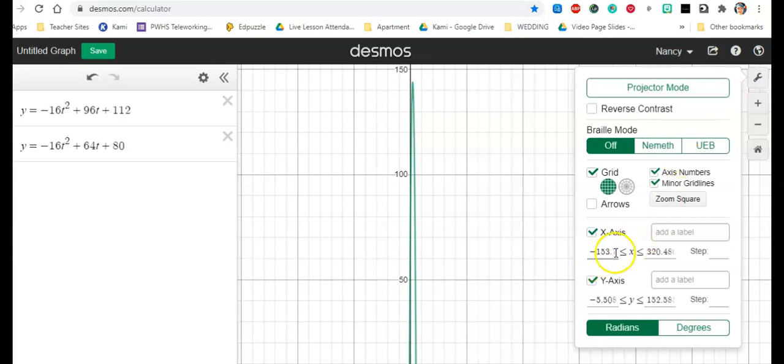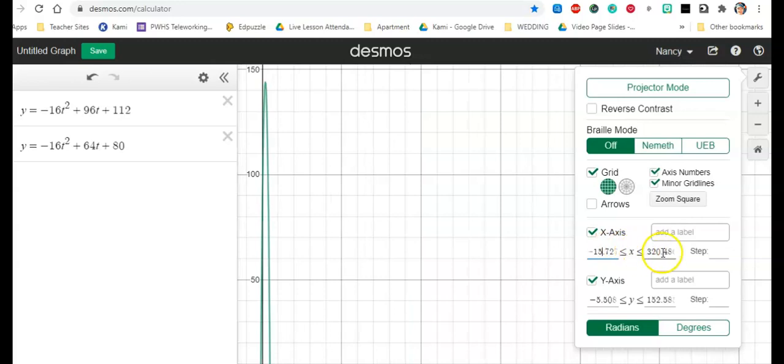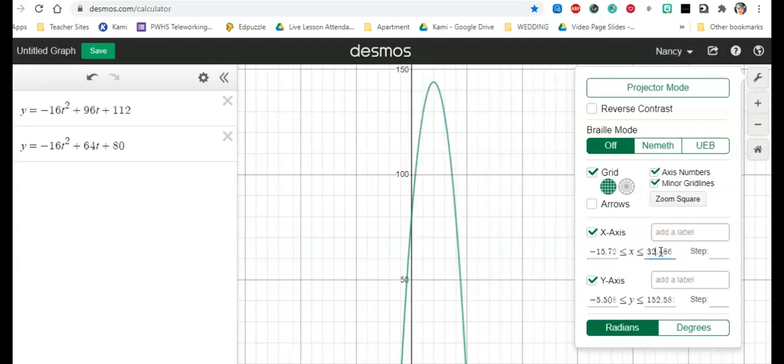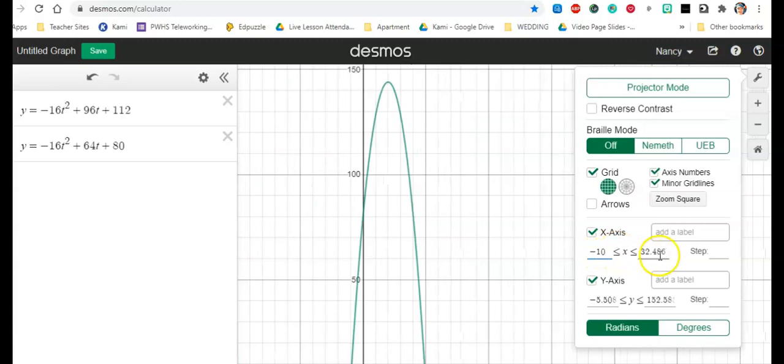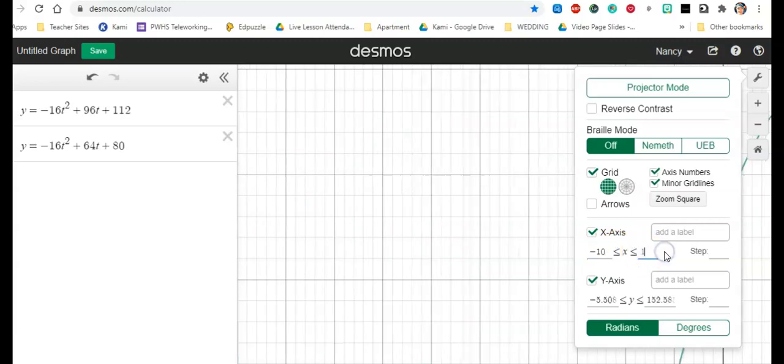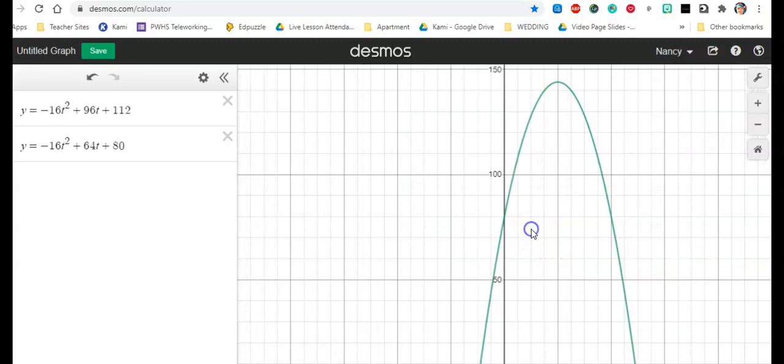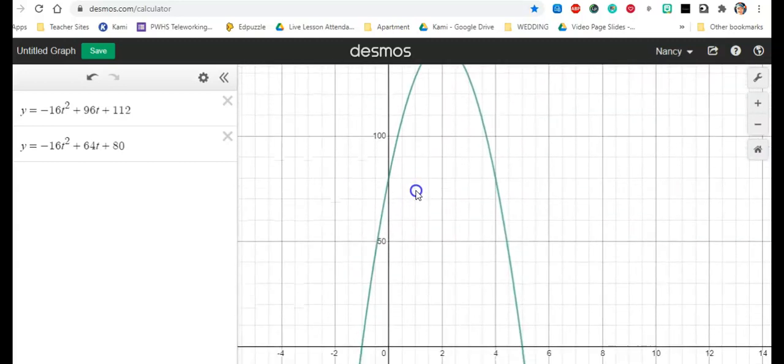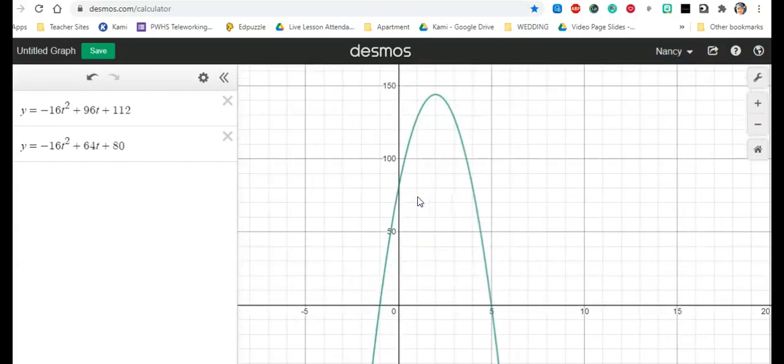Go to your x-axis. Change it, just click right here and change these two numbers to something smaller. Like you can even change this one to negative 10, and then positive 10. And that will work. Okay, so see how much nicer that is to look at? I still have it a little bit, there we go.